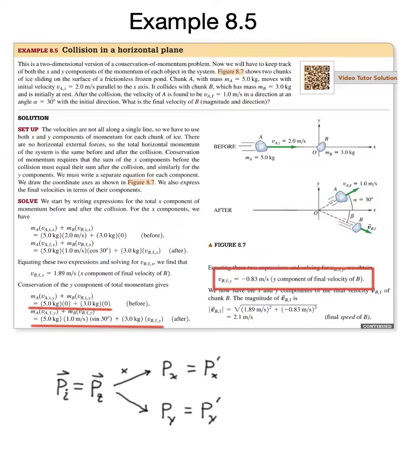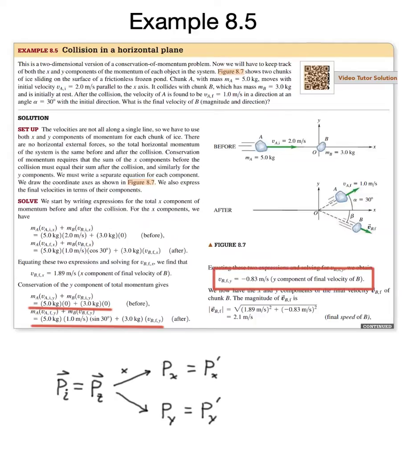And you can see the answer. I think you should be able to do the math there yourself too, and if you have some trouble, ask questions. But in any case, the final velocity of mass B, the y component, comes out to be minus 0.83 meters per second. So the minus is interesting because it tells you that mass B is moving at an angle that's below the plus x axis. So the y component is negative.